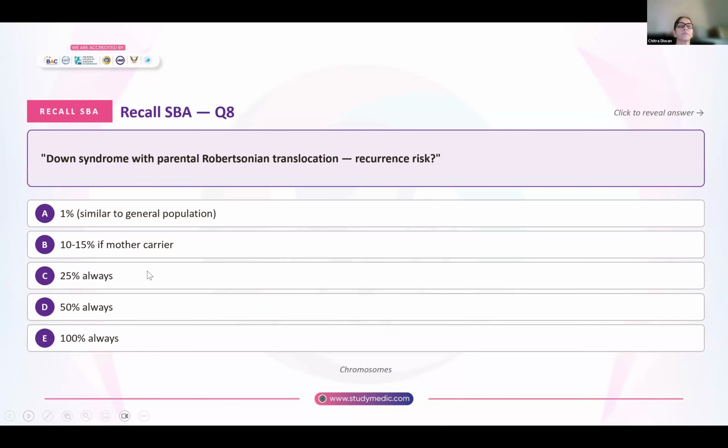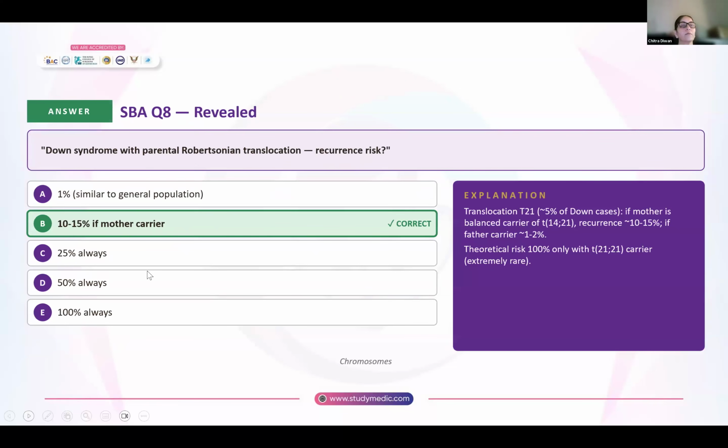What is the recurrence risk for Down syndrome with parental Robertsonian translocation? Similar to the general population? No, it is not similar to the general population. The risk is greater. It is about 10 to 15% if the mother is the carrier. If the father is a carrier, then it is about 1 to 2%. But if it is maternal, the risk is definitely high.